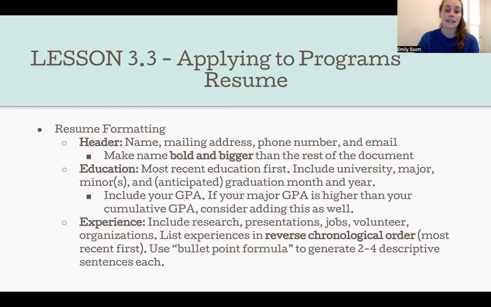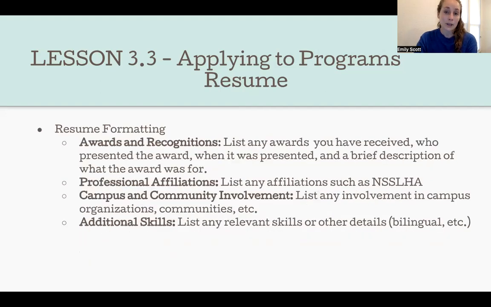Experience. This section will include things like research, presentations, jobs, volunteer work, or organizations. List these experiences in reverse chronological order, so again, most recent comes first. You're going to again use that bullet point formula, which we'll review in your handouts. Next thing you'll be including are awards and recognitions. List any awards that you've received, who presented the award, when it was presented, and what it was for.